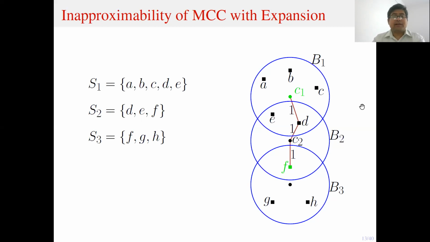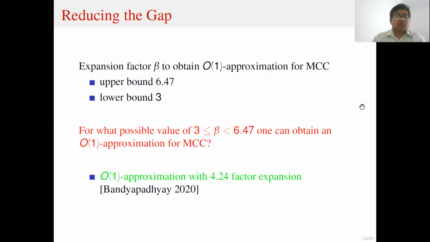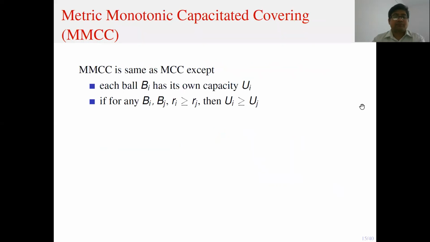And this immediately gives a lower bound of 3 on the expansion factor to obtain a constant approximation. And again, one asks the question: for what possible value between 3 and 6.47 can one obtain a constant approximation? In the current work, we showed that one can obtain a constant approximation with only 4.24 factor expansion.